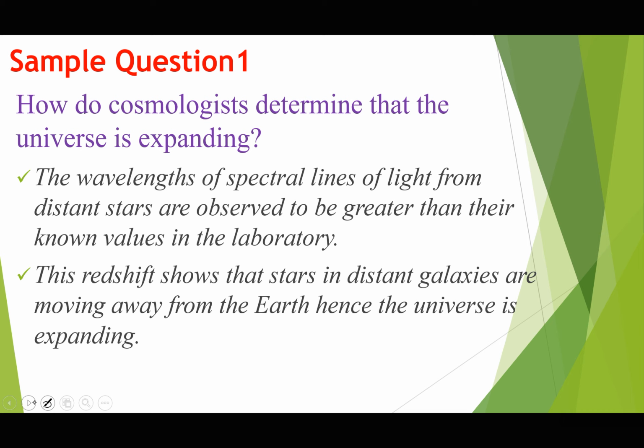So if the wavelength of spectral lines of light from distant stars is greater, then why is it greater? Of course, being greater, that's what we call the redshift. So this redshift shows that stars in distant galaxies are moving away from the Earth. Hence, the universe is expanding. Or the galaxies in which these stars belong are moving away from the Earth. Hence, the universe is expanding. So that is how astronomers are able to tell that the universe is expanding.